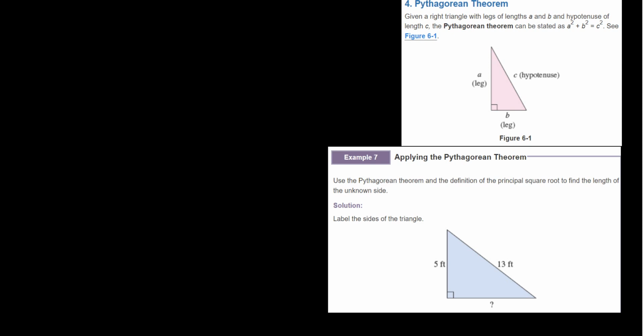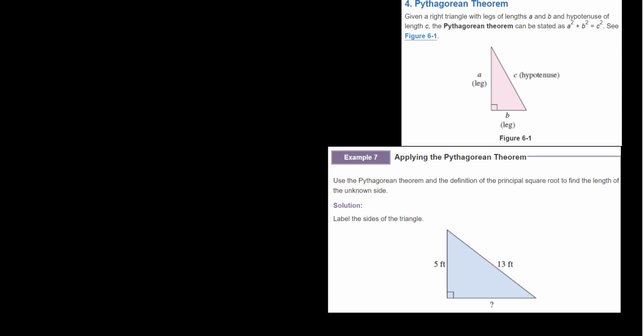So starting from the top up here, we have given a right triangle with legs of length a and b and hypotenuse of length c, the Pythagorean theorem can be stated as a squared plus b squared is equal to c squared. So if we have leg a and leg b, all right, c is always going to be the hypotenuse. The hypotenuse is the length opposite of the right angle being the 90-degree angle. It doesn't matter what a is, doesn't matter what b is. It only really matters what c is. Okay, and c is always going to be the hypotenuse. And looking at this example, c is 13 there.